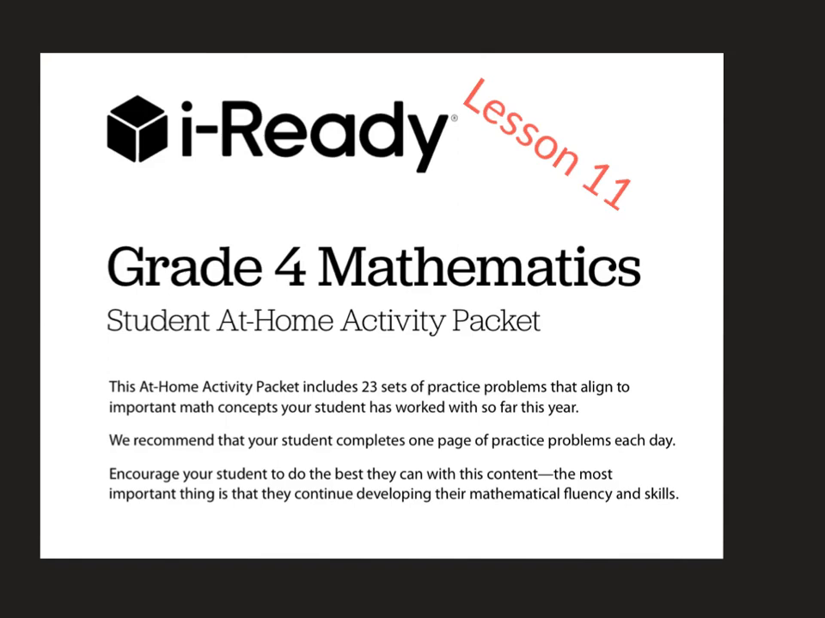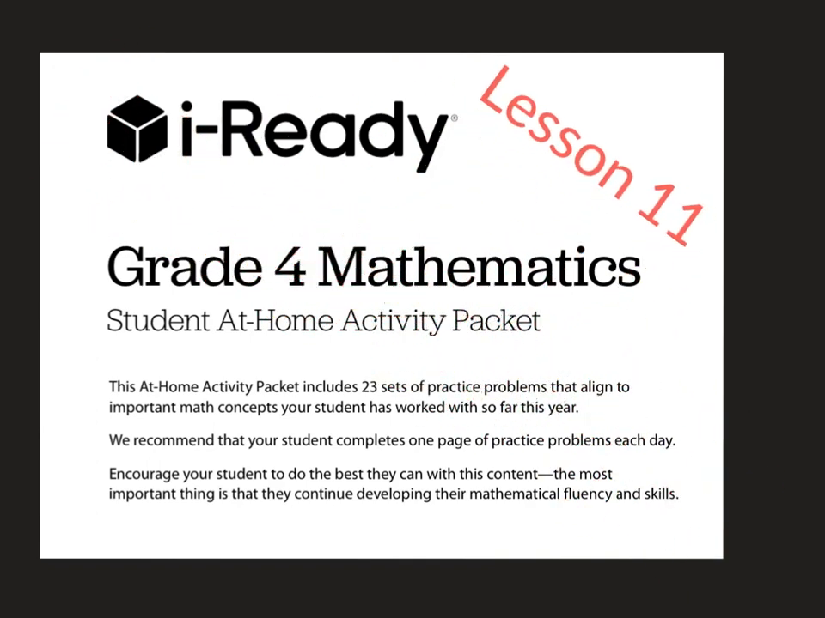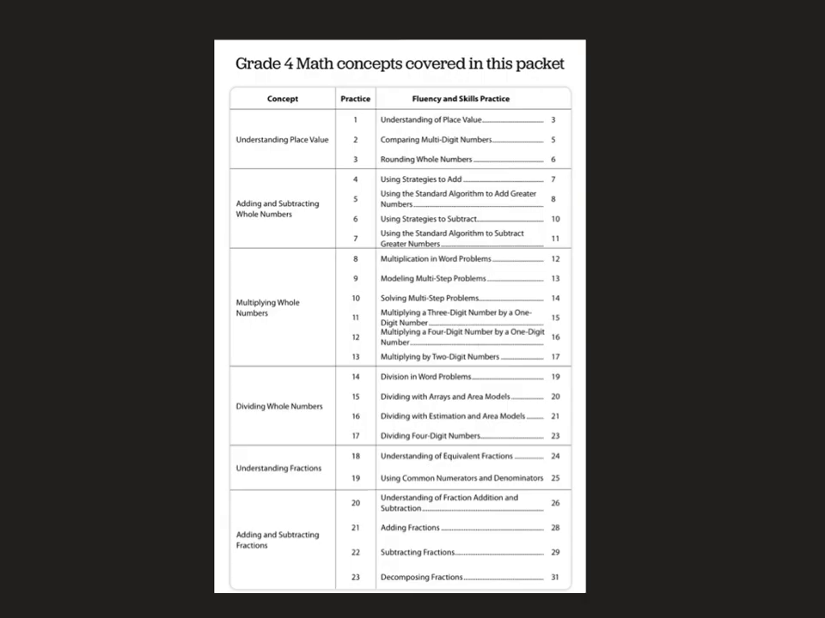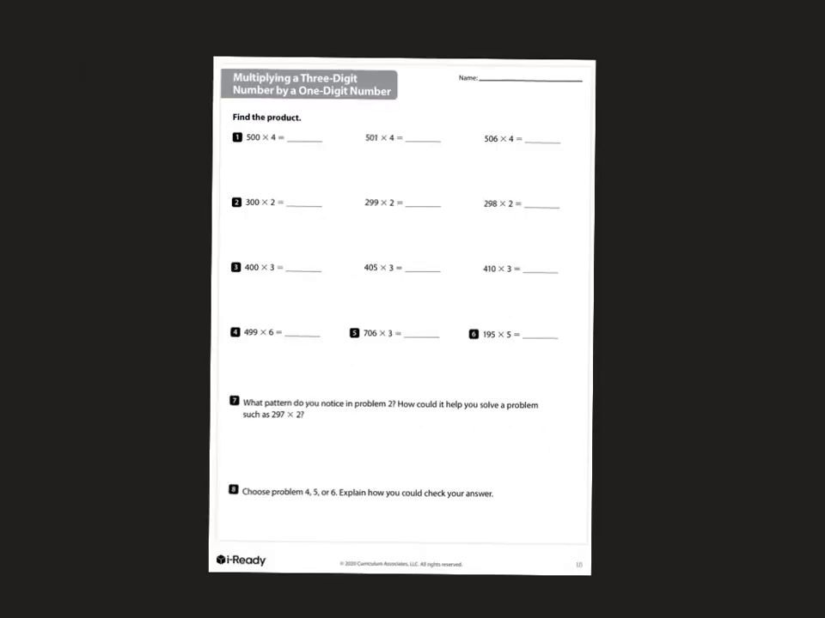Alright guys, our i-Ready lesson for today, lesson 11. Let's check out the table of contents, guys. You can see we're still in multiplying whole numbers for this week, multiplying a 3-digit number by a 1-digit number. Let's check out our directions. Basically, we're finding the product. The product is the answer to a multiplication problem. So all we're doing is finding the product for today.